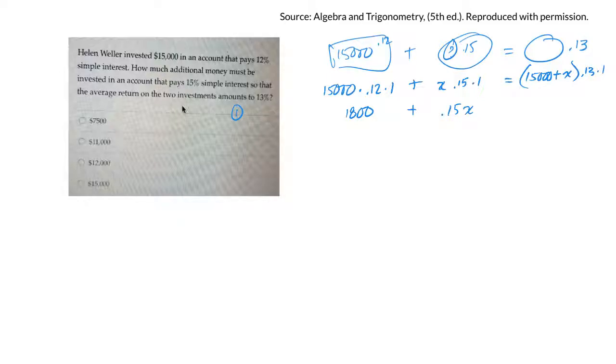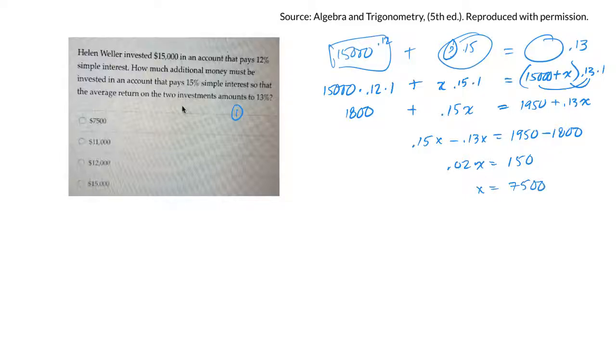Okay, so if I multiply this through, 0.13 times that I think is 1950. This times this would be plus 0.13x. The times 1 won't affect things. Okay, so then let's gather our x's on the left side. 0.15x minus 0.13x is equal to 1950 minus 1800. So I'll get 0.02x is equal to 150. And when I divide that, I think that comes out to $7,500.